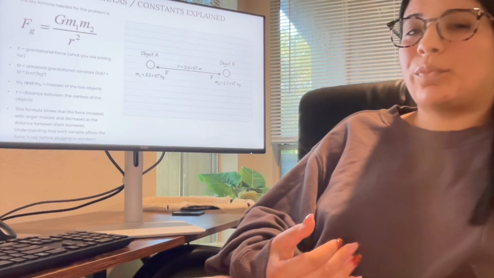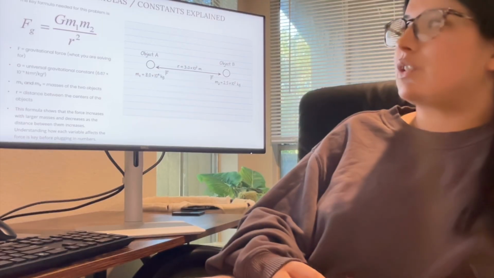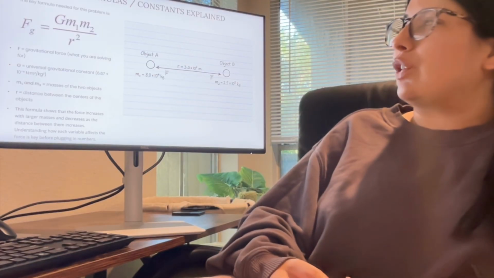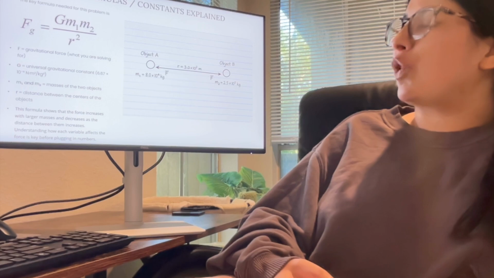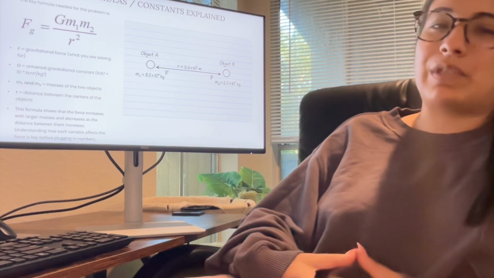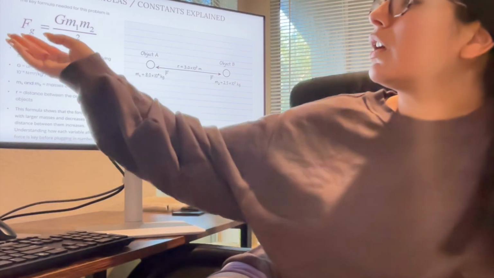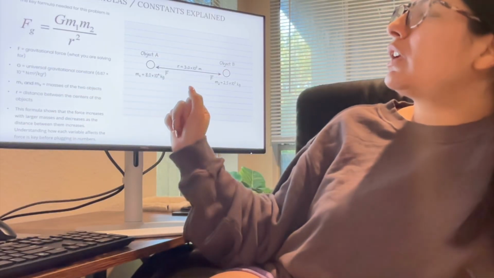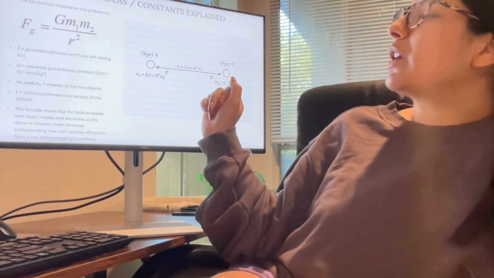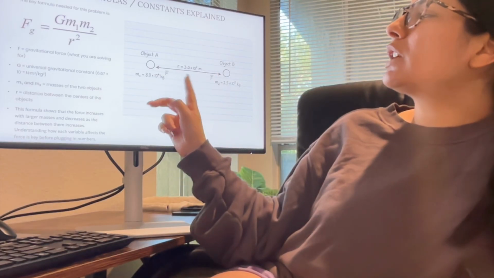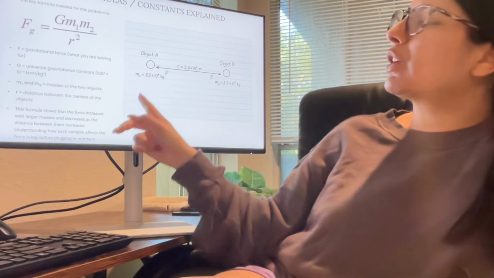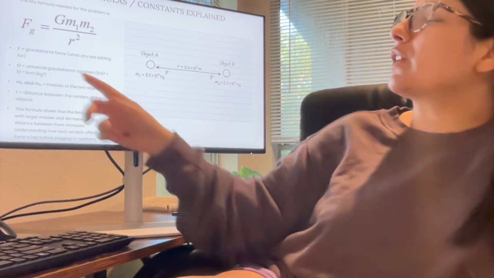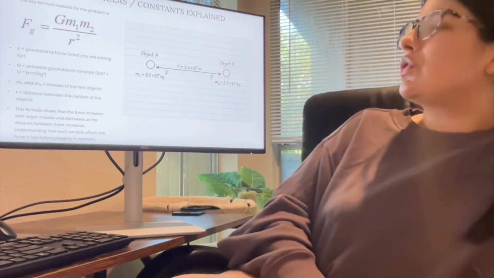So the formula that is relevant to this problem I created is the formula that you use to solve gravitational force, which is right here. Gravitational force equals gravity times mass 1 times mass 2 over the distance between the centers of the objects squared.